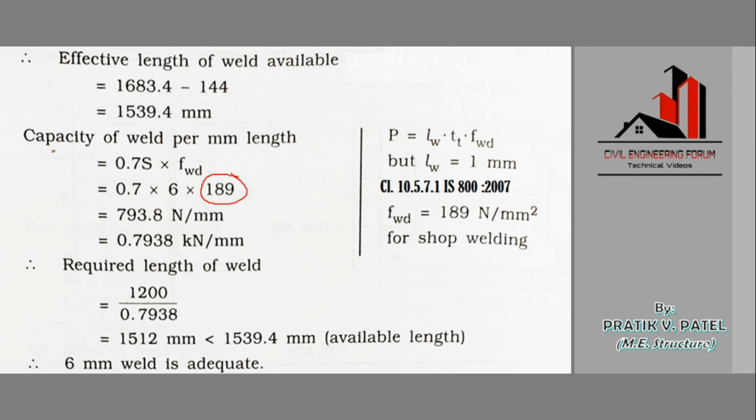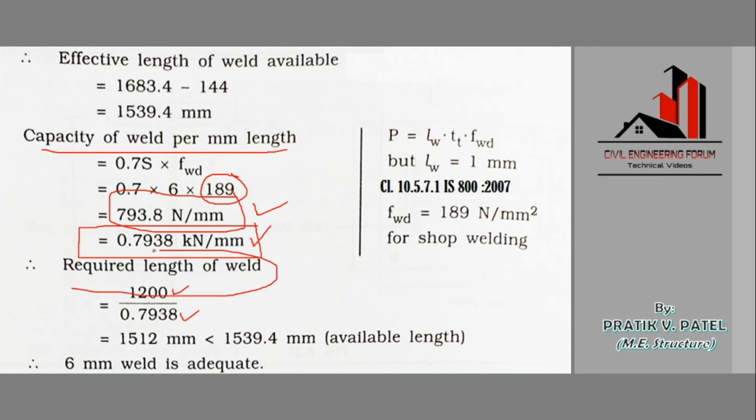So our answer for capacity of weld per mm is 0.7938 kilonewton per mm, or we would say 793.8 Newton per mm. Now if we are calculating for kilonewton, then again the factor load will be in kilonewton. If we are calculating in Newton, then factor load will also be in Newton. We can use either of the thing, but we are using kilonewton per mm right now.